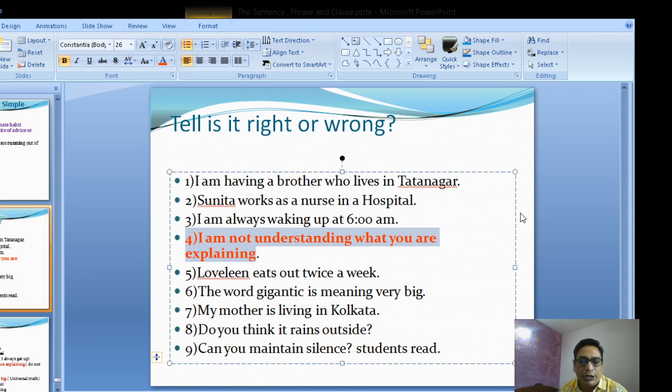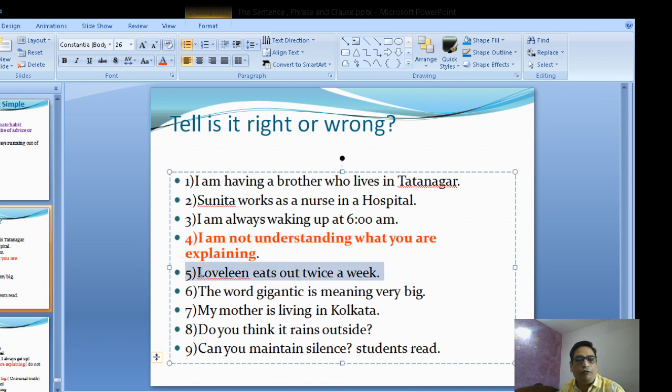So when we are using a static verb, the general rule is you do not use the ing form. I will tell you in the next video when exactly you can use a static verb in ing form. But as of now, just remember, you cannot use a static verb in ing form. So "I do not understand what you are explaining" will be the more correct one.